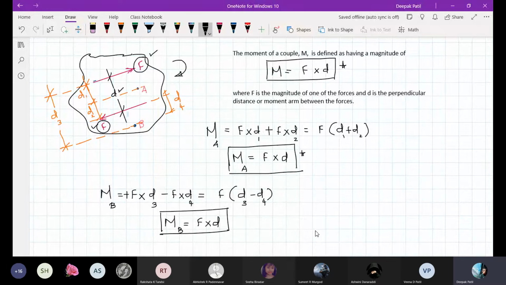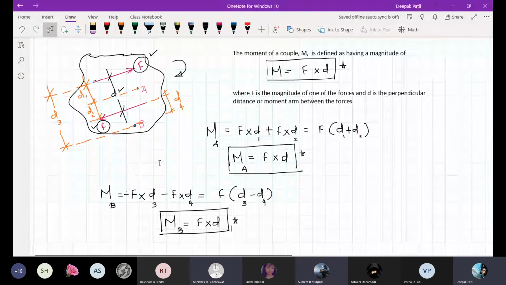So are you clear now? It means that the moment of a couple at any point on the body will be the same, and that will be equal to the magnitude of the force multiplied by the perpendicular distance between those two forces. Are you clear, students?